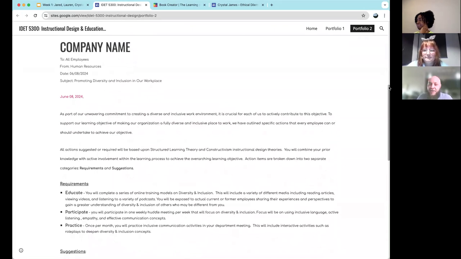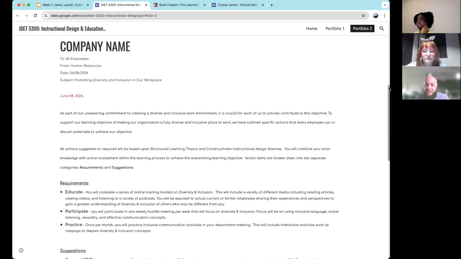And just as a part of our unwavering commitment to creating a diverse and inclusive work environment, it is crucial for each of us to actively contribute to this objective. To support our learning objective of making our organization a fully diverse and inclusive place to work, we have outlined specific actions that every employee can or should undertake to achieve our objective. All actions suggested or required will be based upon the structured learning theory and constructivism instructional design theories. You will combine your prior knowledge with active involvement within the learning process to achieve the overarching learning objective.